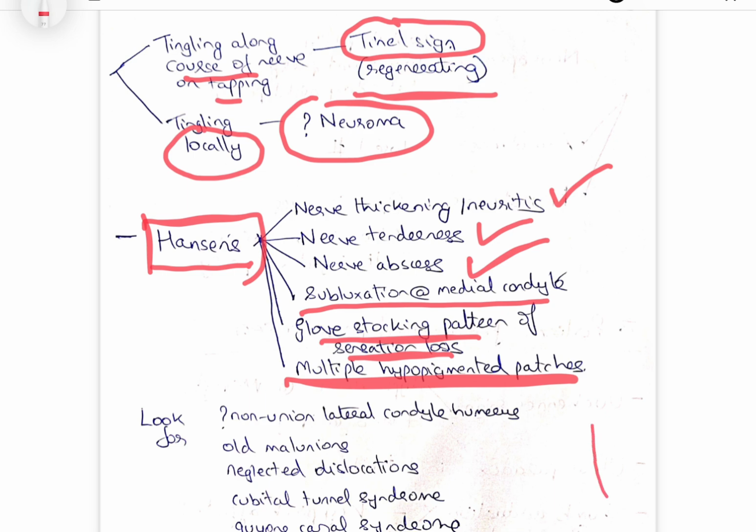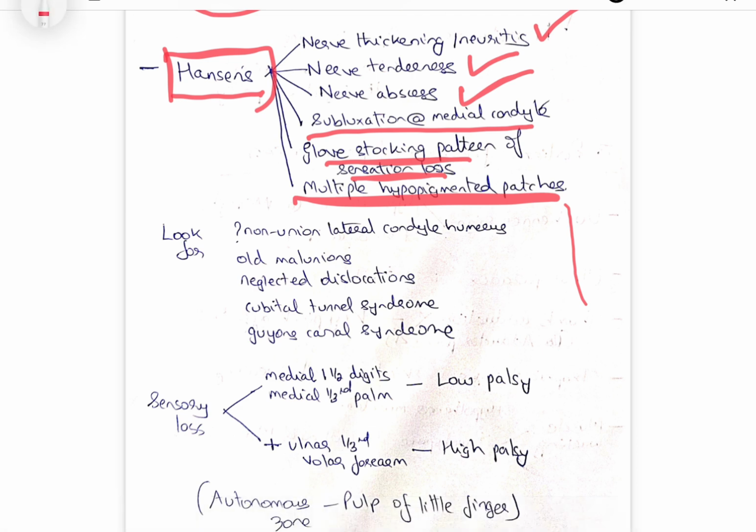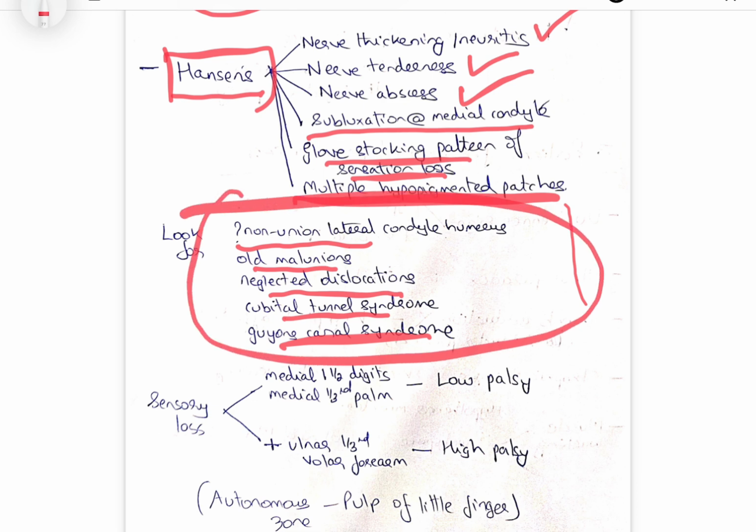Additionally, we look for some bony pathology, which might be an etiopathogenetic factor leading to ulnar claw hand. So there we look for non-union of the lateral condyle of the humerus, old malunions, neglected dislocations, cubital tunnel syndrome or Guyon's canal syndrome. Cubital tunnel at the elbow and Guyon's canal at the wrist, as we already discussed in the anatomy. So these are some of the common etiopathogenetic factors which we should not miss as an orthopedic surgeon.